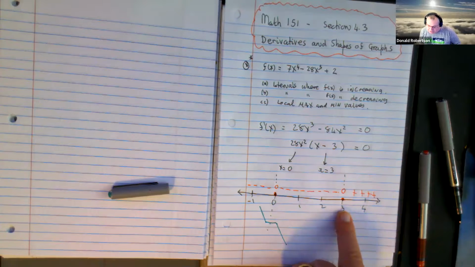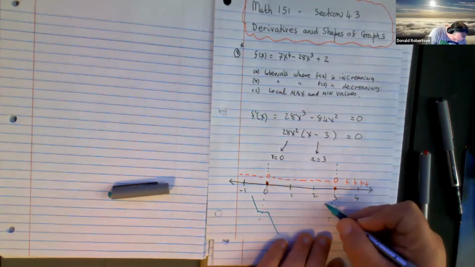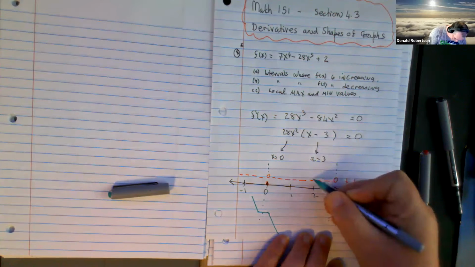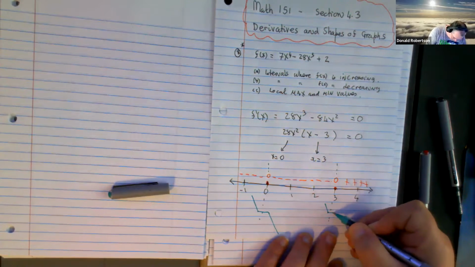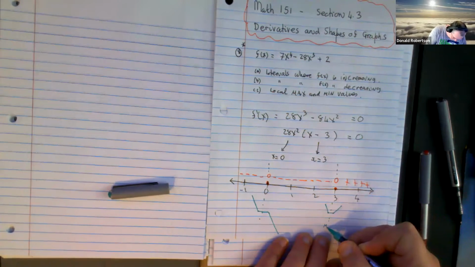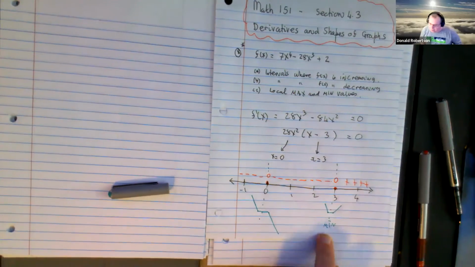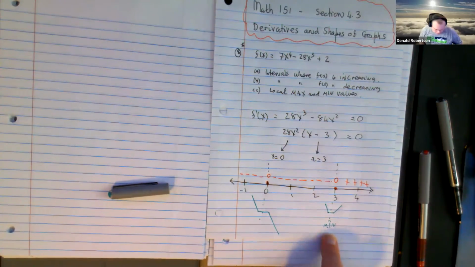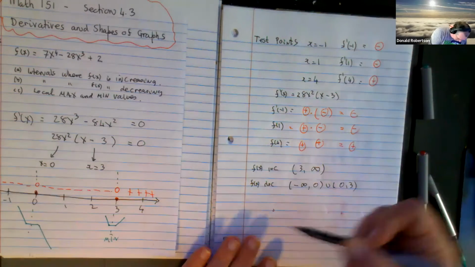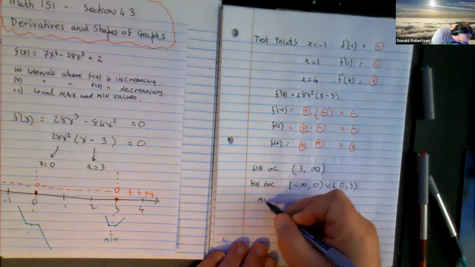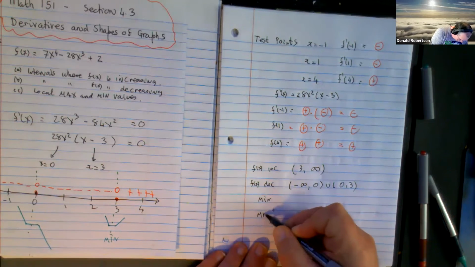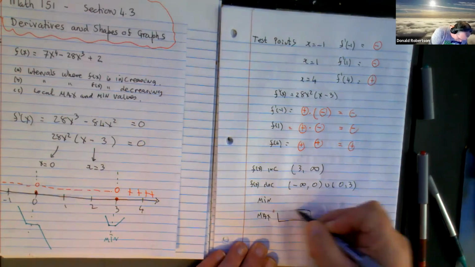Now, what about at x equals 3? Well, it's negative here, 0, and then positive. Can you see that I have a minimum at that point? So the question is find any max and mins. So you would be able to say there's a minimum, and for a maximum, you just put in the word none.